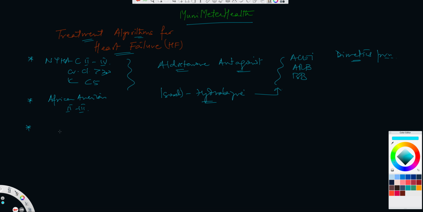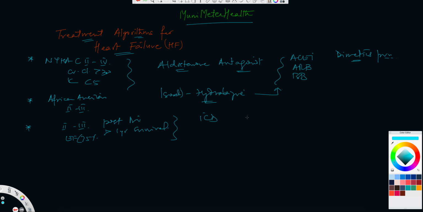Another important entity is, again, we are talking about class 2 and class 3 in these settings where patients have had an MI, and it is now 6 weeks post-MI, and their life expectancy is more than 1 year. So survival is the second caveat, and their EF is about 35% or less. So they are less than 35%. These patients qualify for an ICD placement.